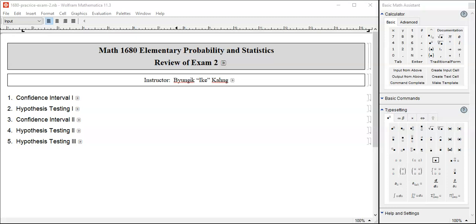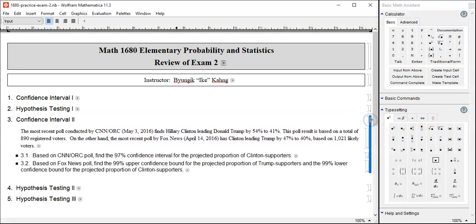Hello students, welcome back. Now let's go over to problem 3, another confidence interval problem, but this time it's going to be about proportion.